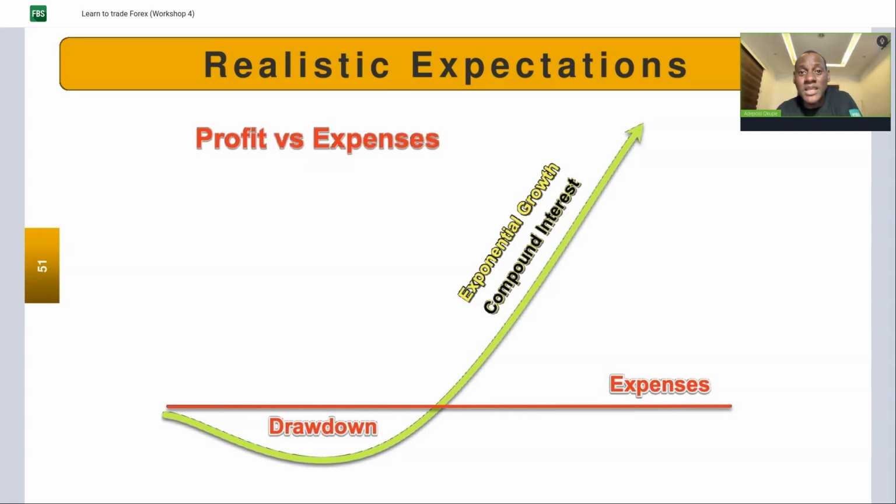I have people doing 5% a month. They have serious money, $50,000 in their account. They are okay with 5% a month, 60% a year. Compounded, that's like 70 or 80%.